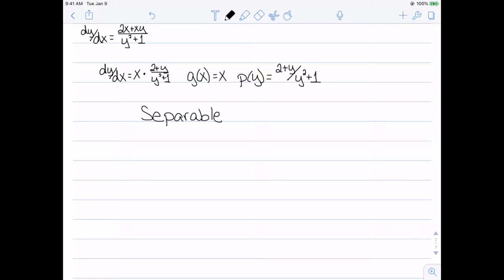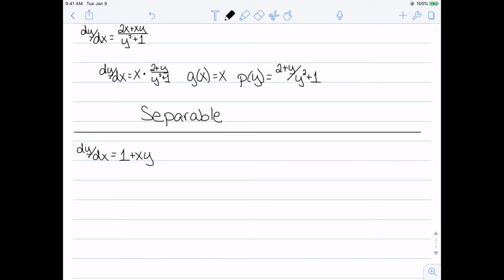Let's look at one more. The next one I want to look at is dy/dx = 1 + xy. And this time there's no way to factor that right-hand side so that I have a function with only x times a function with only y. The 1 is going to mess that up. So this one would be not separable.